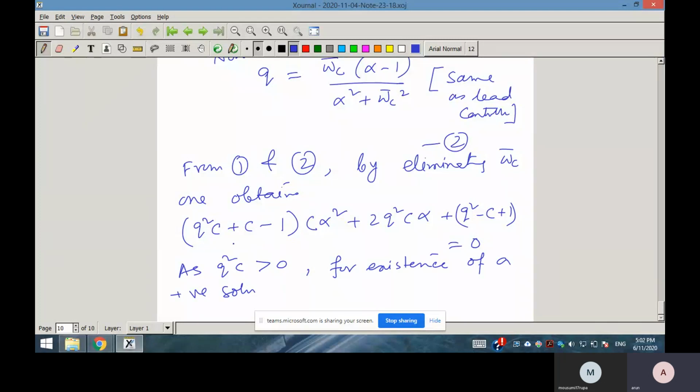You can compare this equation, as I said earlier, with ax square plus bx plus c equal to 0. If you want to have at least one positive root of x, then a into c should be less than 0. So for existence of a positive solution, q square c plus c minus 1 into q square minus c plus 1 should be less than 0.